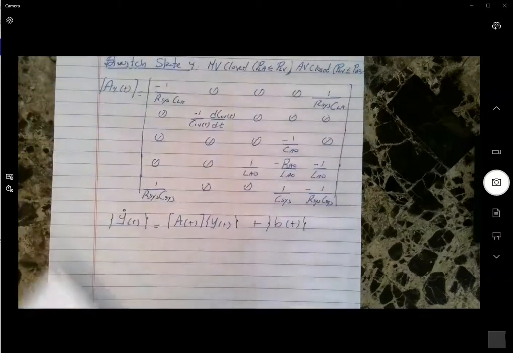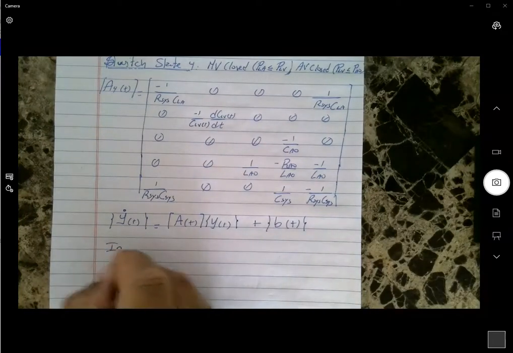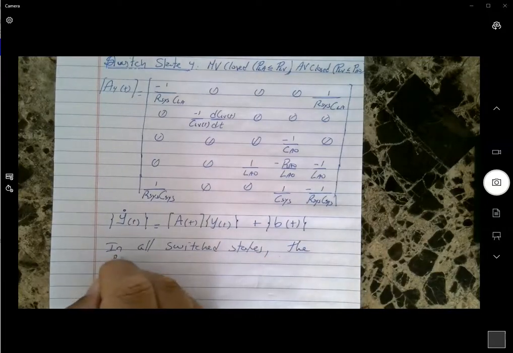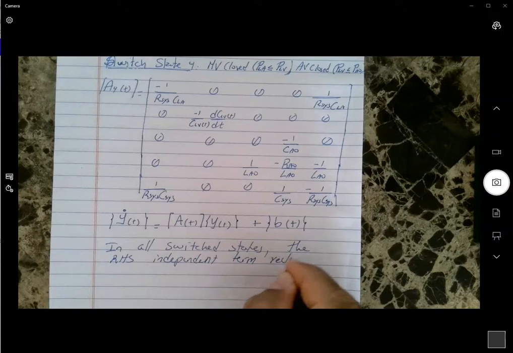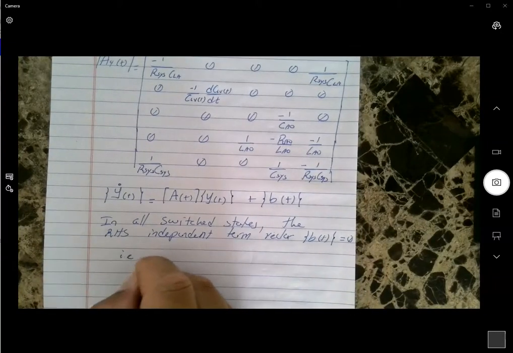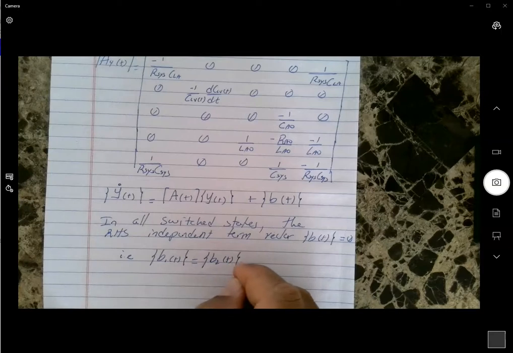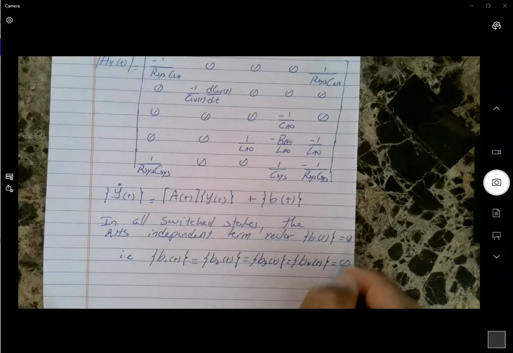And the reason for that is because we don't have a pump. The only thing that would appear as an external force as an independent term is a voltage or pressure generator, like a pump, for example. And that doesn't show up because we don't have one. So therefore, in all switched states, the right-hand side independent term vector B is equal to zero. So for all cases, i.e., B1 for the case when the two valves are open, B2 for the case when the mitral valve is open and the aortic valve is closed, B3 for the case when the mitral valve is closed and the aortic valve is open, and B4 are all equal to zero.